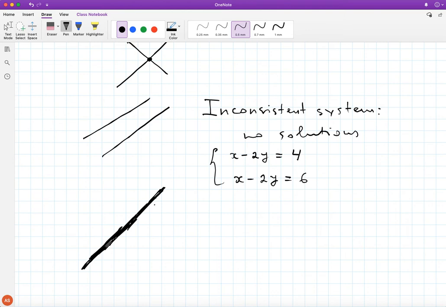In this case, when the two lines coincide, they have infinitely many points in common. In fact, any point on that common line would be common to both of our lines, and the system will be dependent. A dependent system has infinitely many solutions.